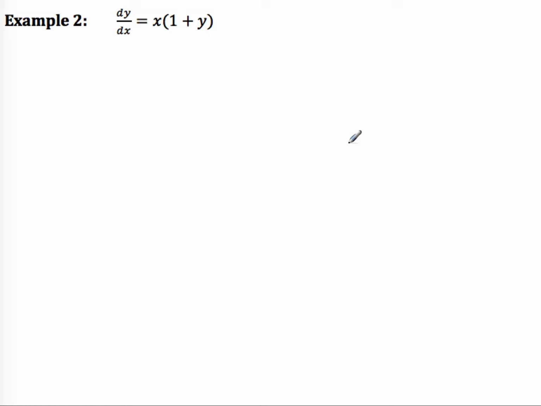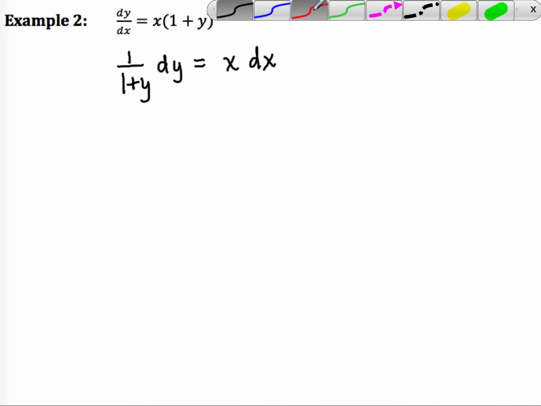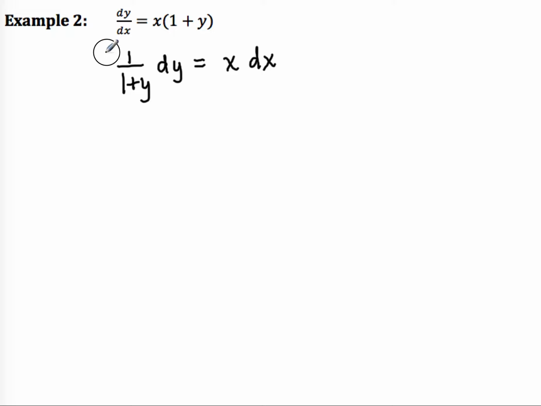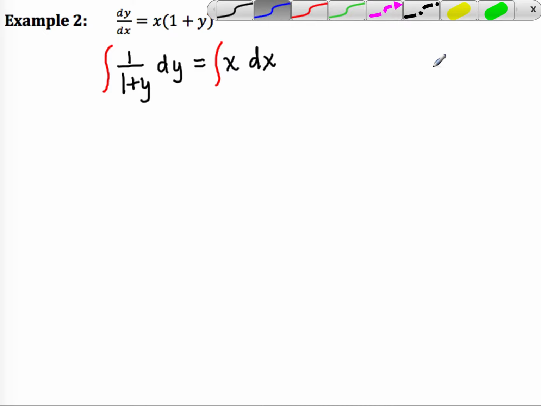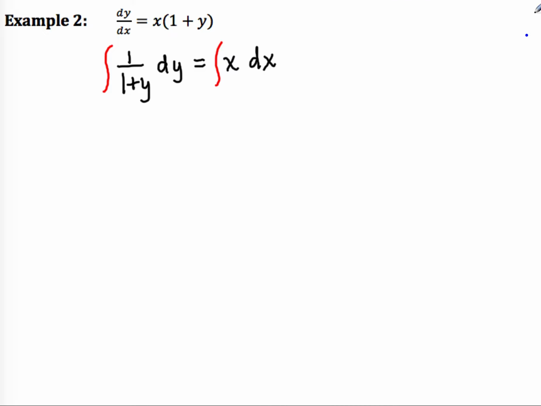So here we have the differential equation dy/dx equals x times (1 plus y). We need to separate our variables, always being our first step. So I'm going to go ahead and multiply dx on this side and then divide by 1 plus y. So I would have 1 over (1 plus y) dy equals x dx. And then to undo or get rid of those differentials, I can just take the integral, the opposite of that.